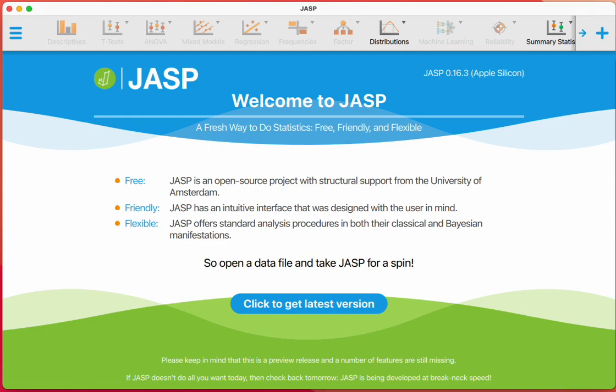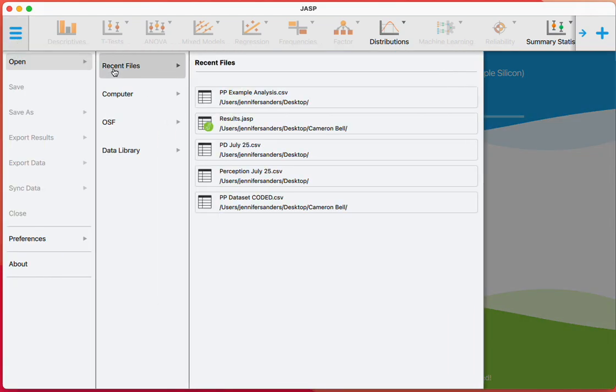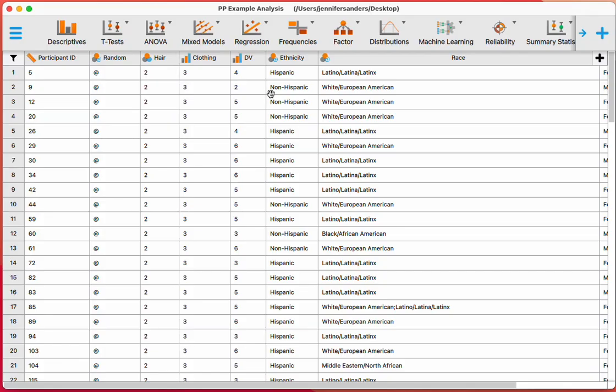Okay, so we are going to run the analysis of our 2 by 3 factorial ANOVA using JASP. So I have JASP open and I want to open up my data set. So I'm going to go to the menu and open. For me right now it's on recent files because I've used it recently and I have it saved as the example analysis. But yours will be whatever you have your data set saved as on your computer.